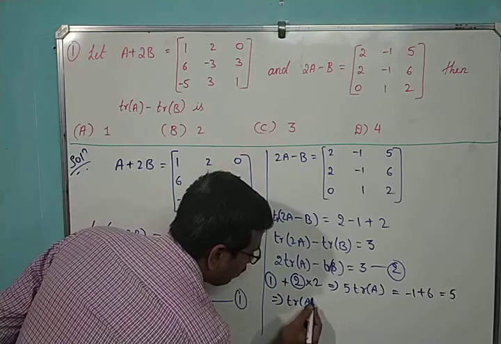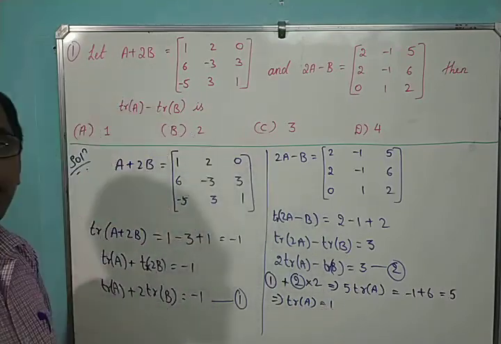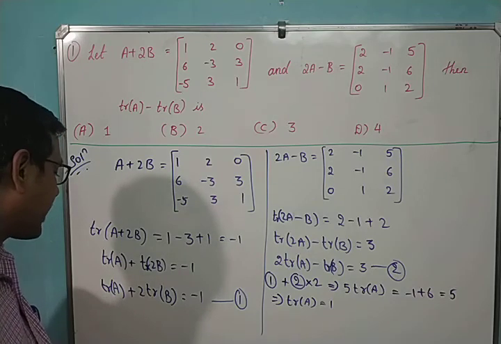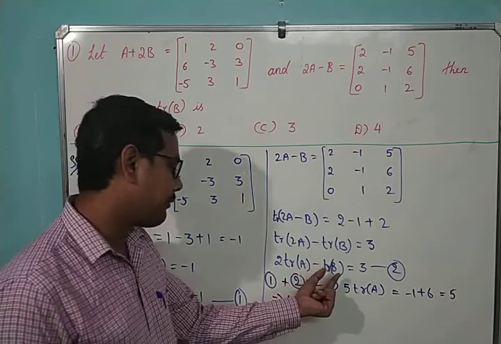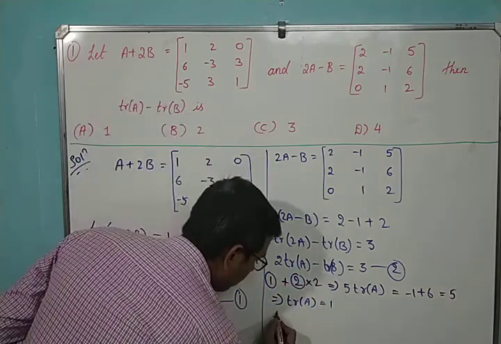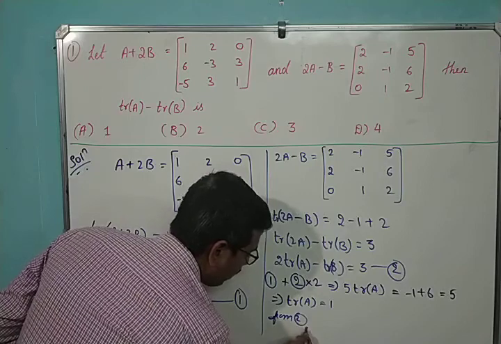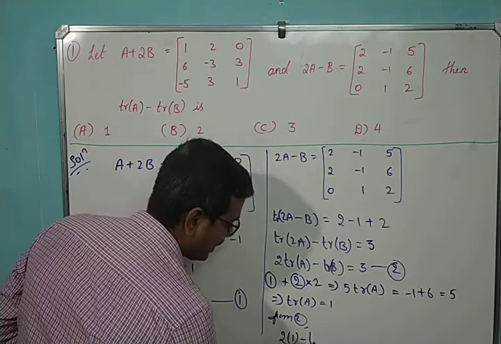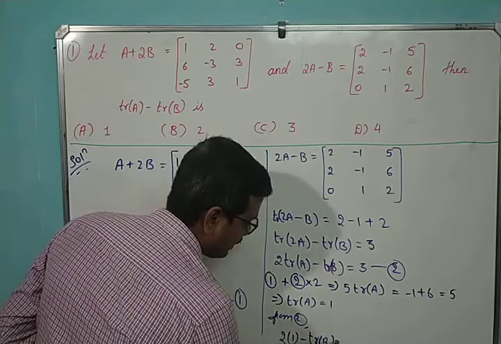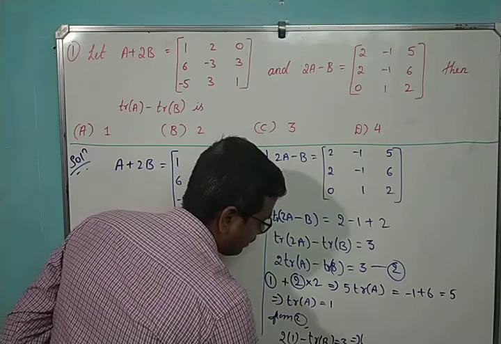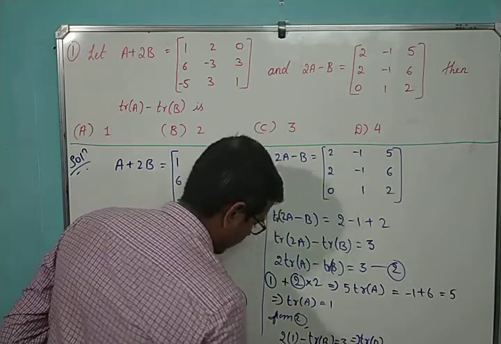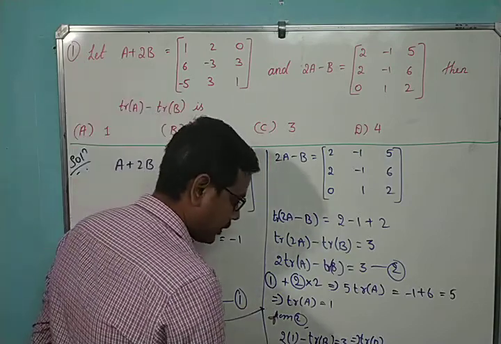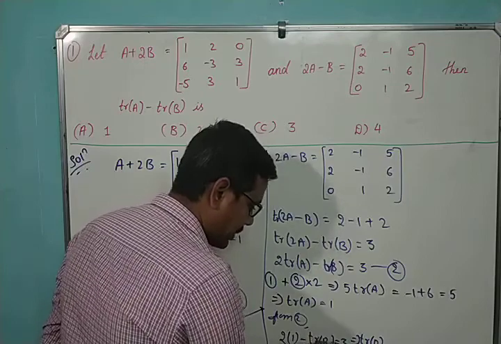Trace of A is how much? 5 times of trace A is 5. So trace A will be 1. Right? So next, what about trace B? So you can put it in anything. Right? From equation 2, 2 times of trace A, 2 into 1 minus trace B is equal to 3. So that will be how much? 2 times of trace A minus trace B is 3.